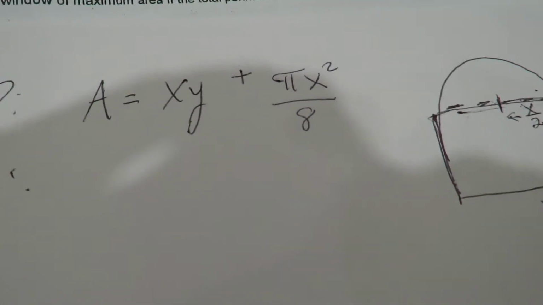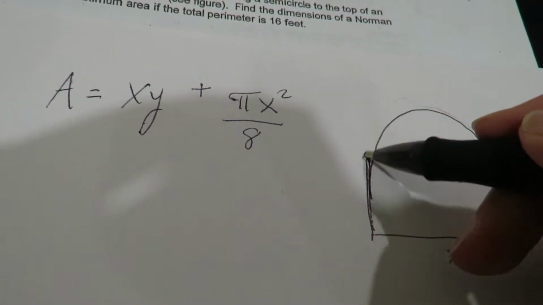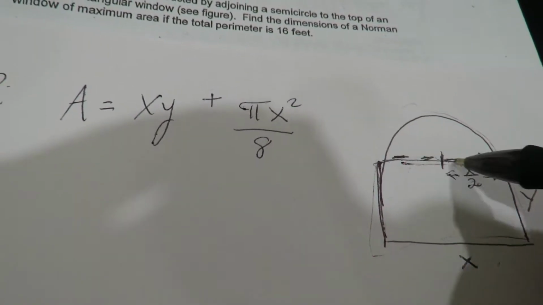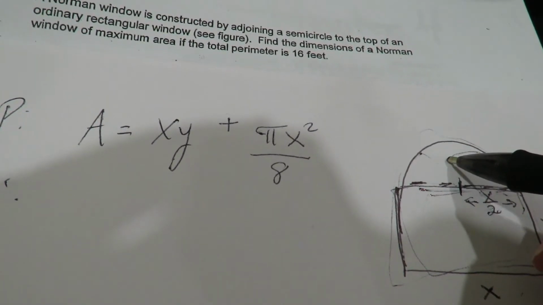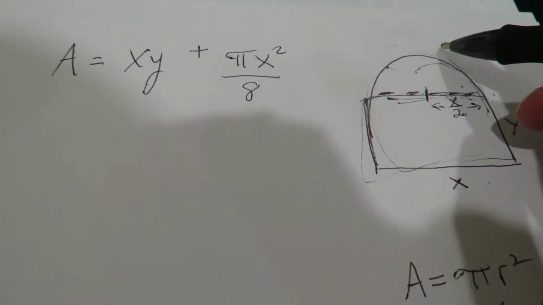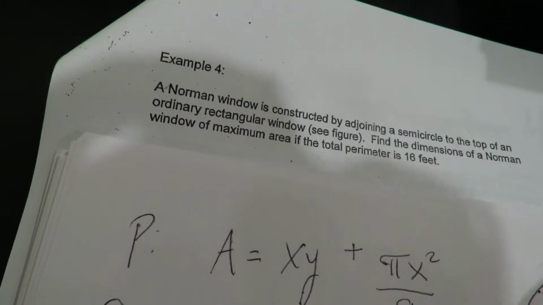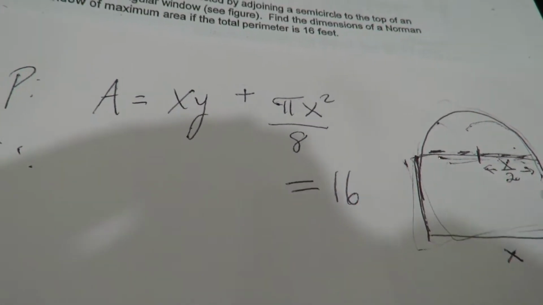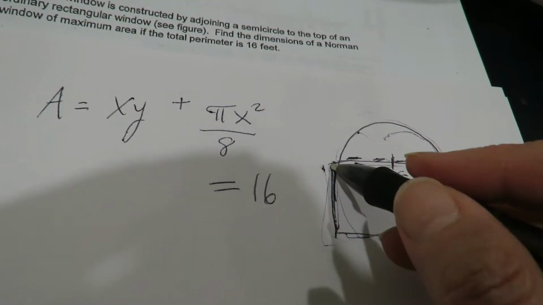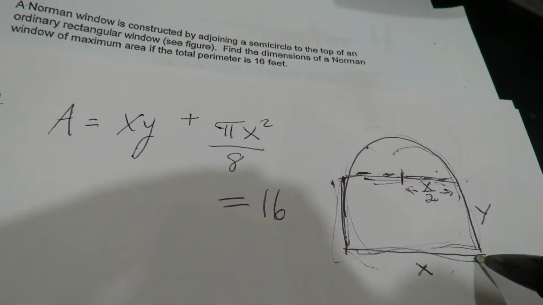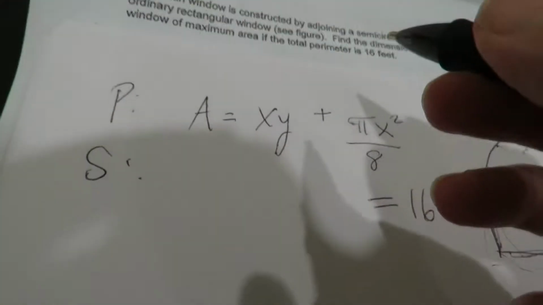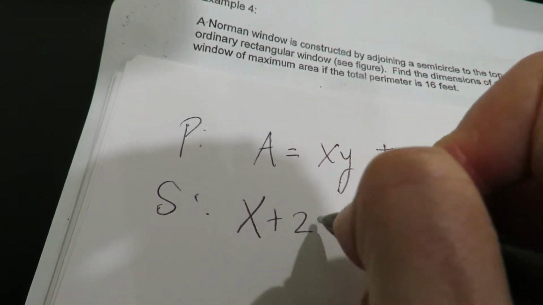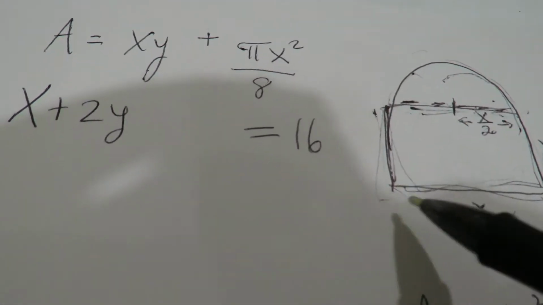Now the secondary equation is the constraint. That's the perimeter, all the way around this, not including this. It's got to be 16 feet, so it has to equal 16. That's what they're saying in the problem. Let's start with the rectangle part. You've got this side, and this side, so you've got 1 X and 2 Y's. So far we've got 1 X and 2 Y's for the rectangle part.